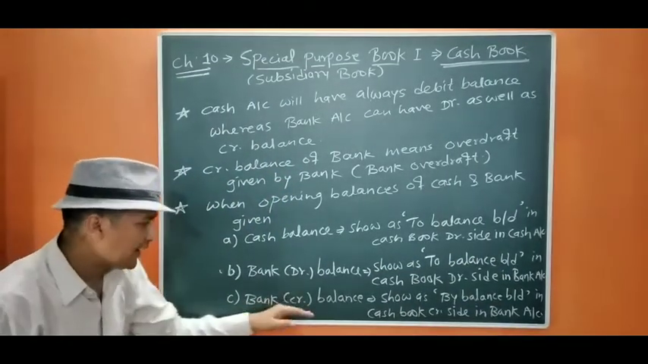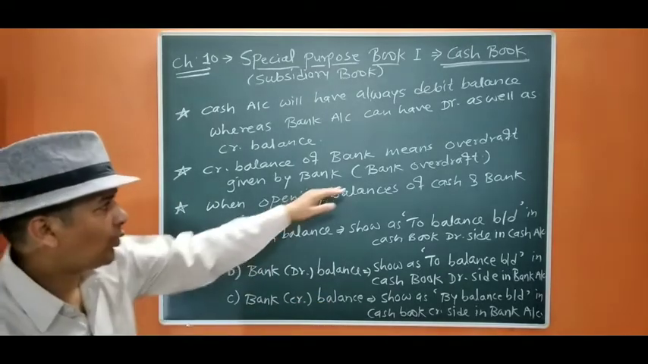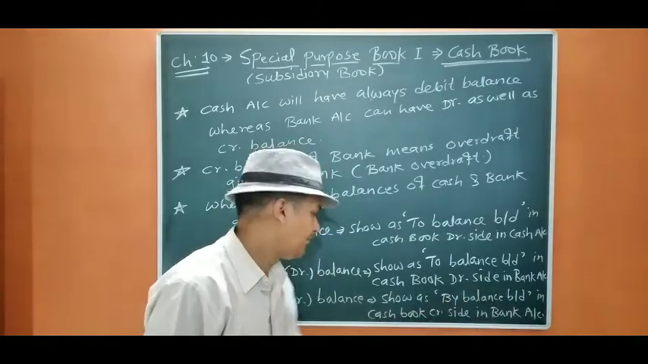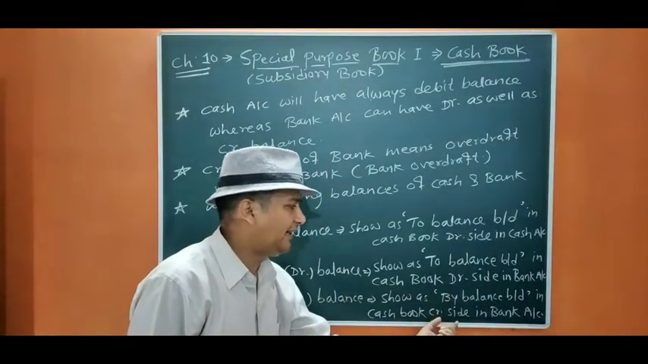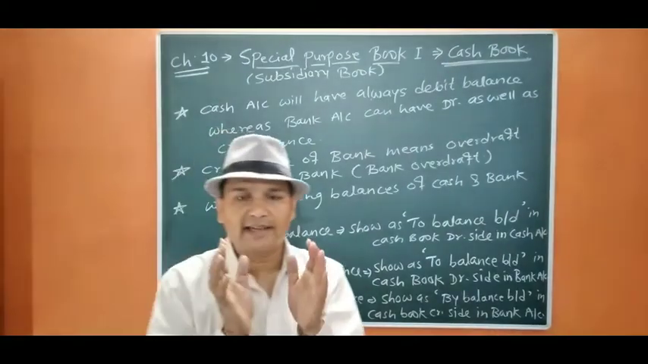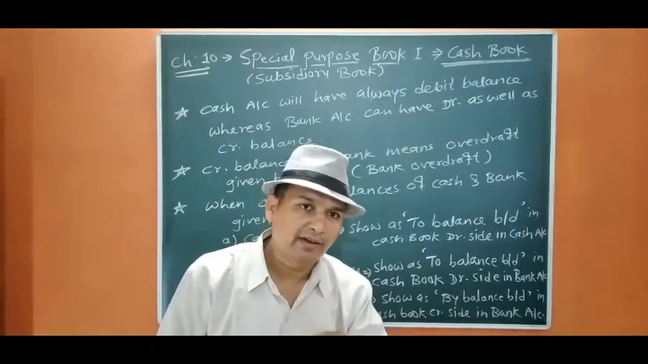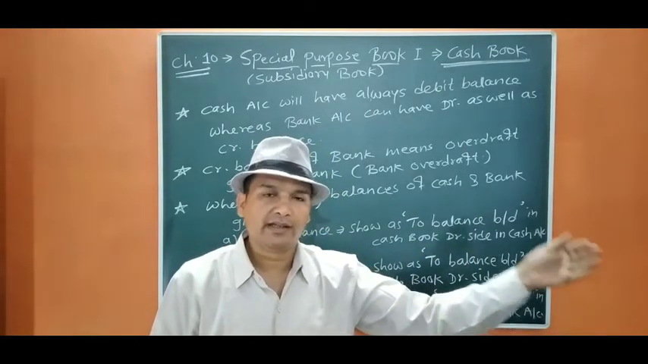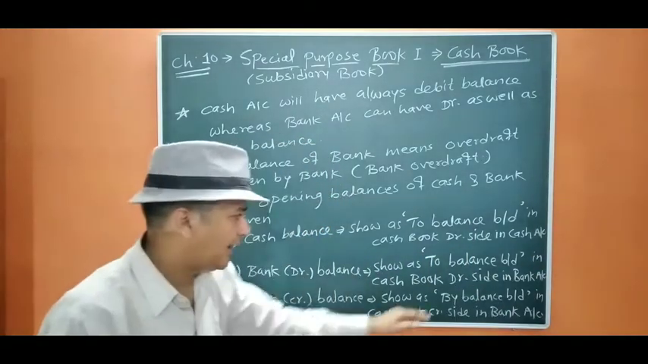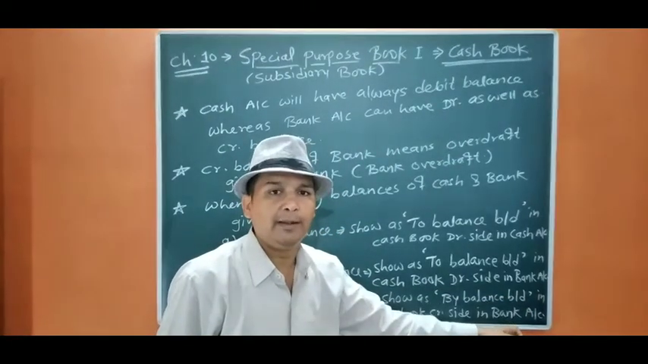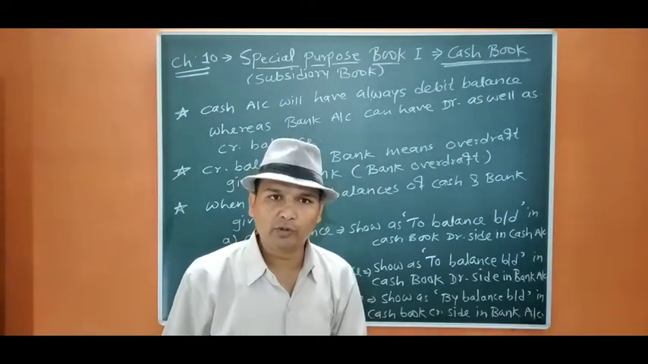Okay, bank credit balance, this means overdraft, shown as 'by balance b/d' on the credit side in the bank account. That means in the cash book you are going to have bank overdraft as credit. Okay, on the credit side you are going to write 'by balance b/d', and the amount will be shown in the bank column. Now we move to petty cash book.